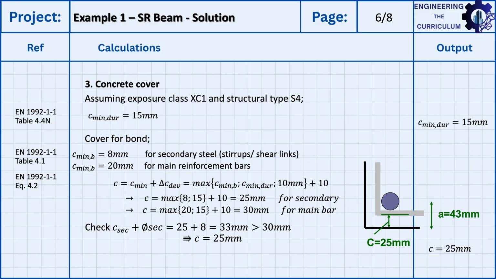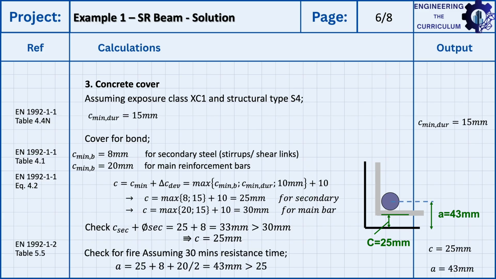Because if we take the 25 millimeters to the stirrups, or till the secondary steel, and then add the secondary steel, which is 8 millimeters, we get a cover of 33 millimeters before we hit the main bar, which is more than the 30 millimeters which just came out of the equation. So we're going to go with the stirrups designation of 25 millimeters cover before we reach the stirrups.